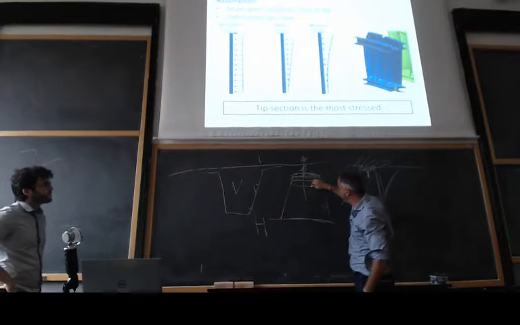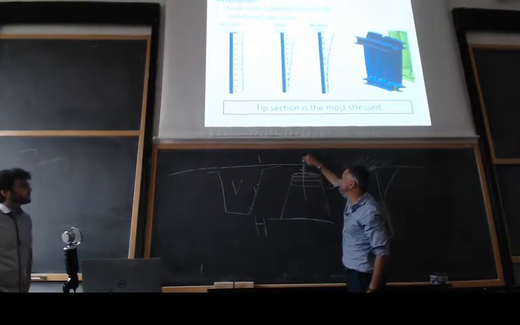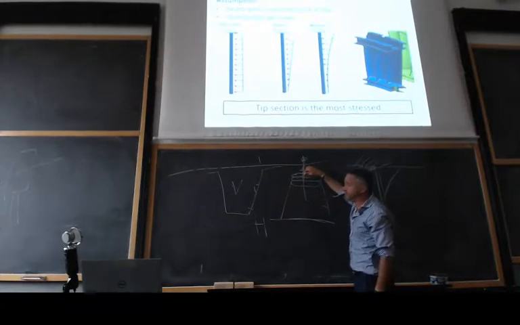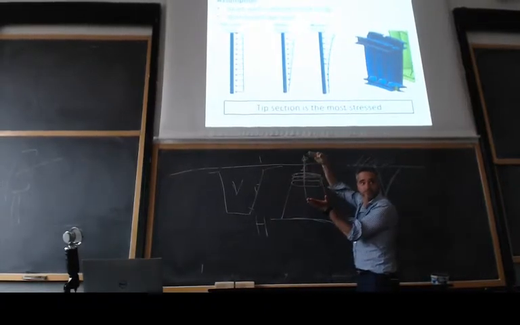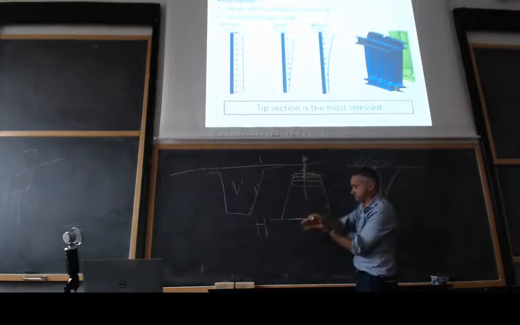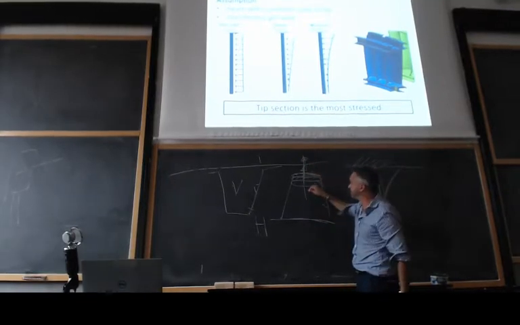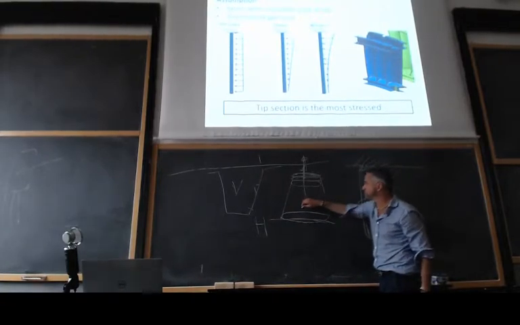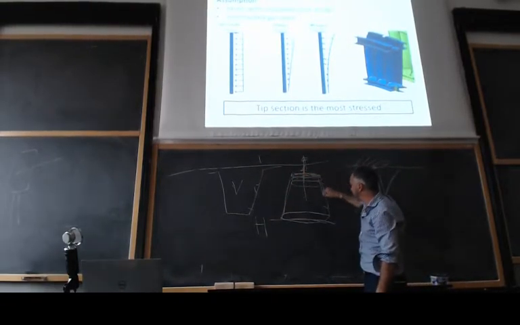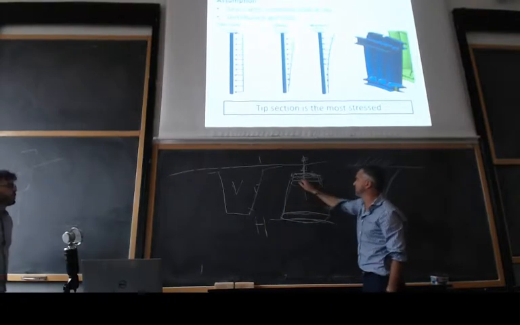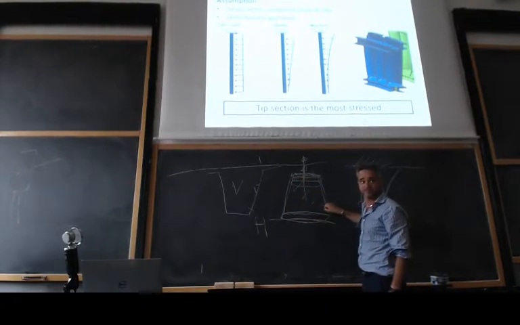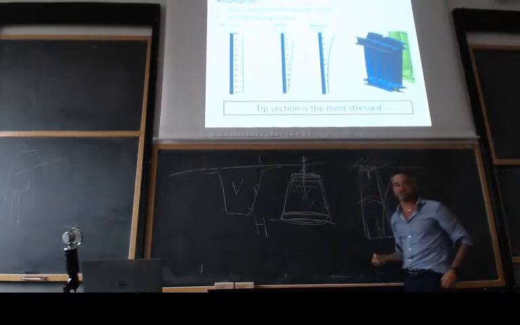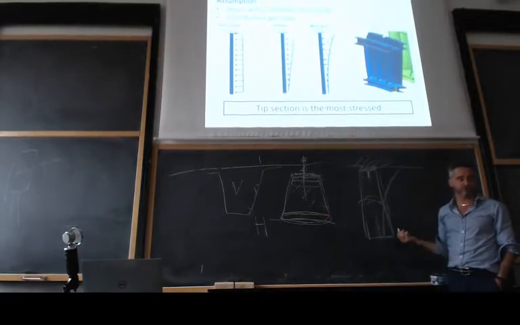This part will be pushed by the centrifugal loading, but also pulled by these parts that will have to be kept linked and so on. So the hub will have to sustain all the centrifugal stress of these parts. So the hub is the most critical section on a blade.